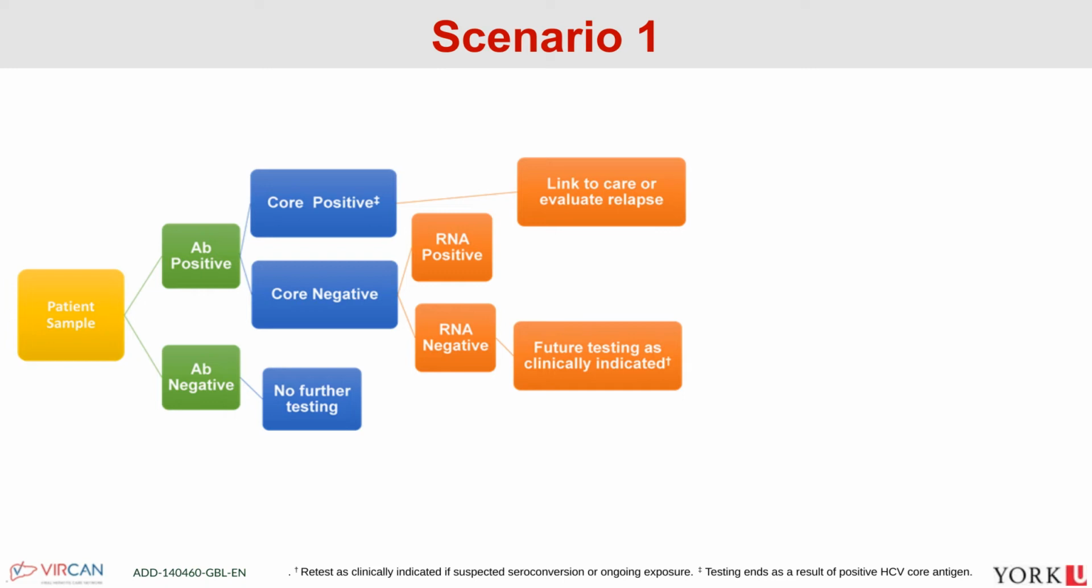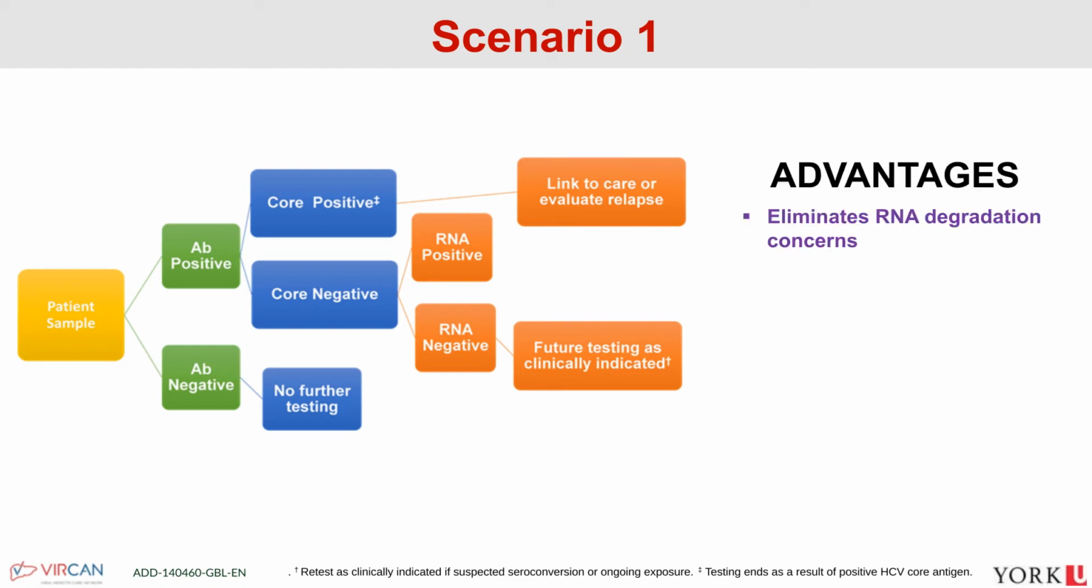If they're core negative, we could consider doing nucleic acid testing on all samples, which is a bit different than what I mentioned around using the antibody cutoff. And again, if positive, link to care or evaluate for relapse, and if negative, future testing is clinically indicated. And what I mean by that is if there is a high degree of suspicion that they have a low viral load, and you might be missing them with the core test, and their HCV RNA undetectable, you may want to consider retesting them in 3 to 6 months.